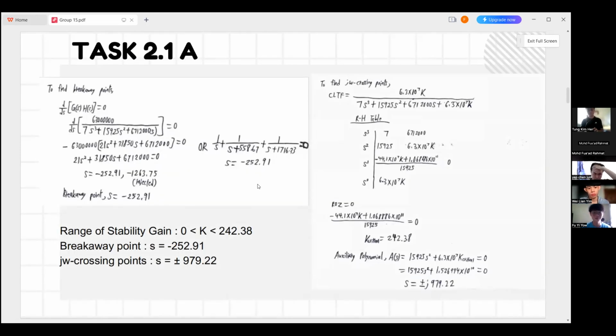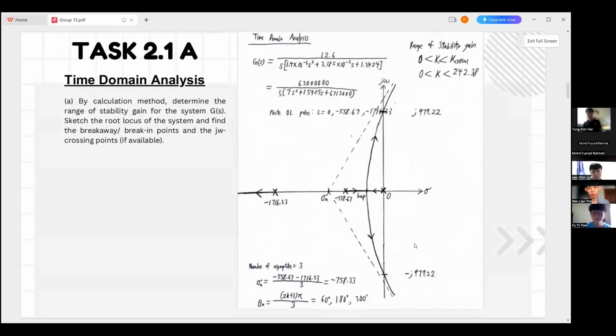What is the oscillation frequency during marginal stable? At marginal stable, the K critical is 242.38. What is the oscillation frequency when the system is marginal or critical stable? I think maybe in frequency domain analysis. I think it is 979.22 radian per second.